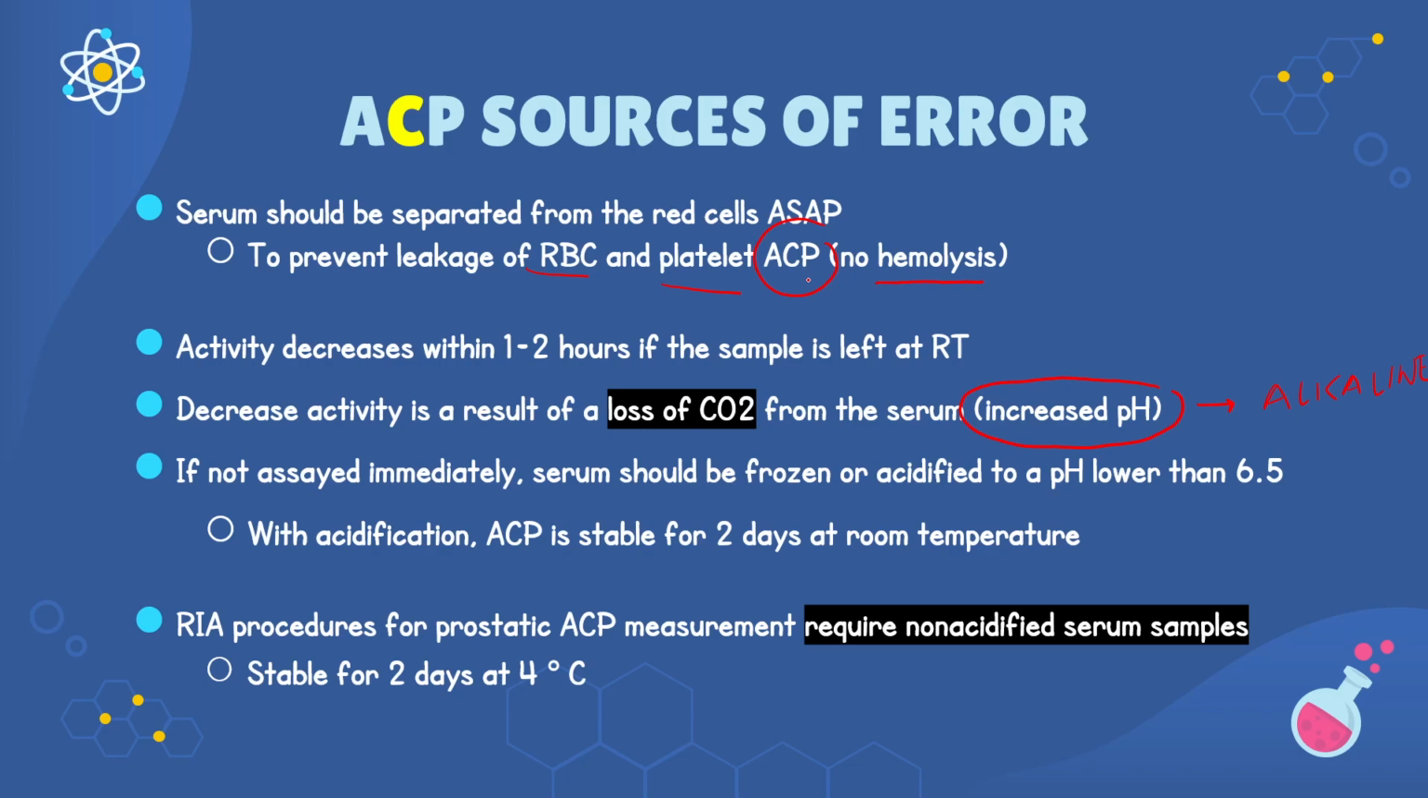If not assayed immediately, serum should be frozen or acidified to a pH lower than 6.5, because with acidification, kids, your ACP will be stable for 2 days even if it is left at room temperature. Now, in cases when we use radioimmunoassay procedures to measure prostatic ACP, it requires non-acidified serum samples, and it can be stable for 2 days when we place it inside the refrigerator.